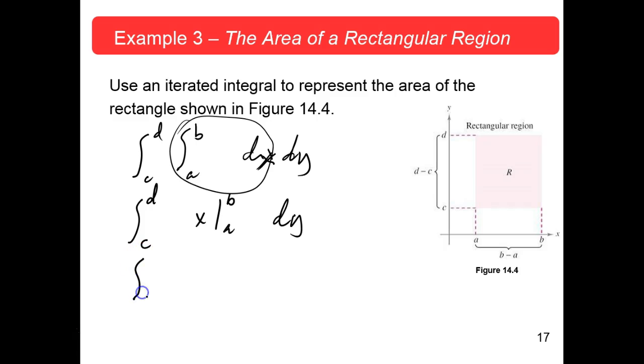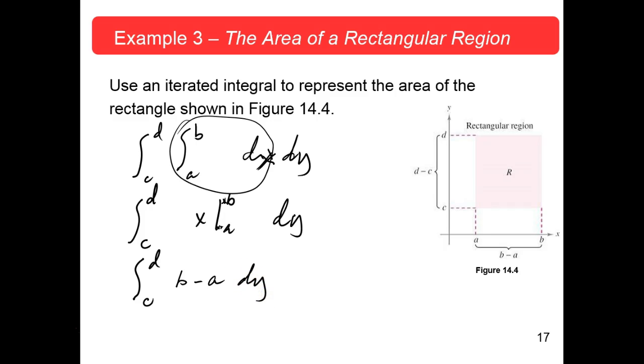So this will be the integral from C to D. And what is x evaluated from A to B? You're evaluating it. This is x equals b, this is x equals a. So the fundamental theorem of calculus tells you that's b, the upper one, minus a. And then this is times dy.